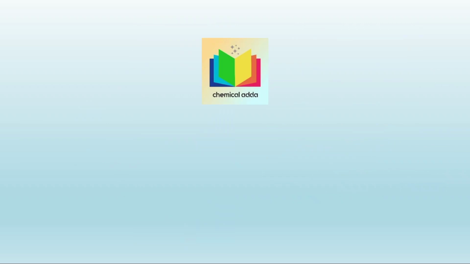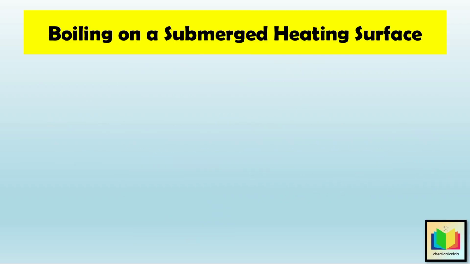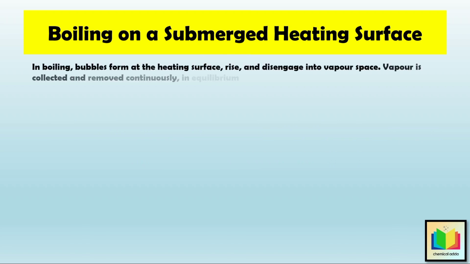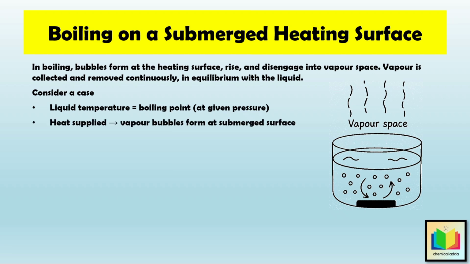Now let's understand in detail what happens inside a boiling system with a submerged surface. As we know, in boiling, bubbles form at the heating surface, rise, and disengage into vapor space. Then vapor is collected and removed continuously in equilibrium with the liquid. But let's consider a case where the liquid temperature equals its boiling point for the given pressure, and heat is supplied through a hot submerged surface. Now as heat is supplied, vapor bubbles form at the heating surface, rise through the pool, and escape into the vapor space above the liquid.